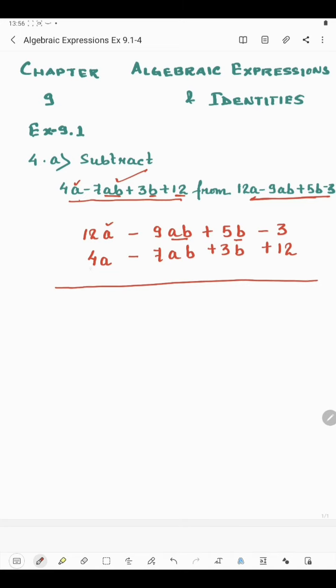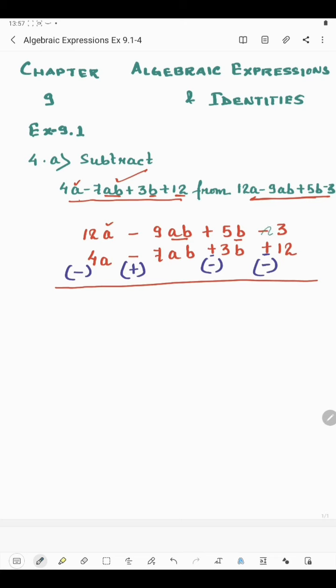Now here we will have to change the sign. In case of subtraction, we will just change the sign of the second expression. Second expression means with respect to this expression we will have to change the sign. So here plus 4a will be minus, here minus will be plus, here plus will be minus, and this plus will be minus. Okay. Now we will start with the end.